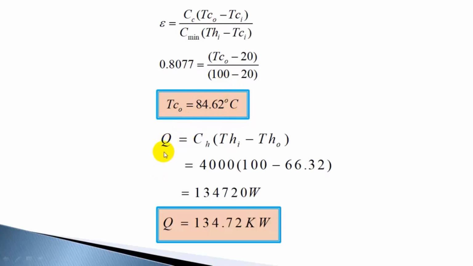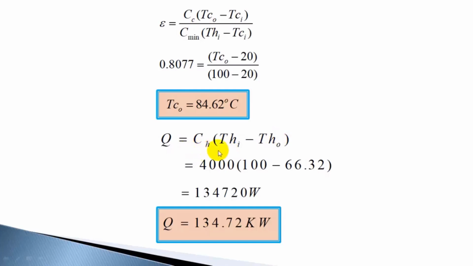Now to find out the heat transfer, you may use the equation for heat lost by the hot fluid, or heat gained by the cold fluid, or heat crossing the boundary of the heat exchanger wall. So you can use Ch into (Thi minus Th naught), or Cc into (Tc naught minus Tci), or Q equal to UA into LMTD. Since in this case all four temperatures are known, even UA into LMTD will give the heat transfer, since you can easily find the LMTD as all four temperatures are known.